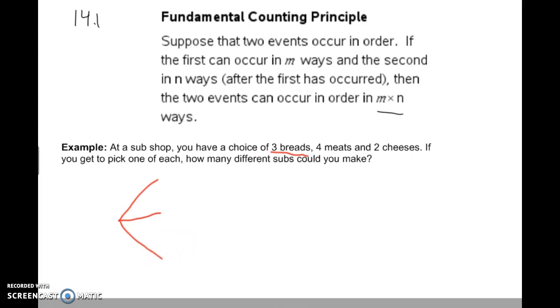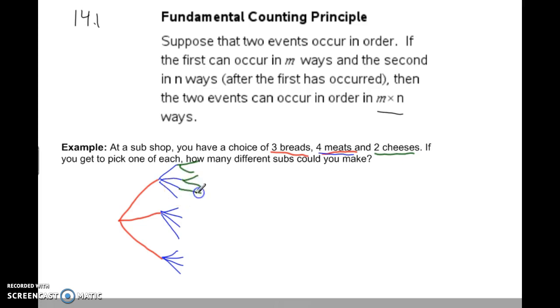Then you have a second choice you have to make for your sub. There are four different kinds of meats to choose. So from each one of these choices, you now choose 1, 2, 3, 4 meats. 1, 2, 3, 4 meats. 1, 2, 3, 4 meats. And then at that point, you choose any one of two cheeses. So after you've made those two choices, you're now making another choice.